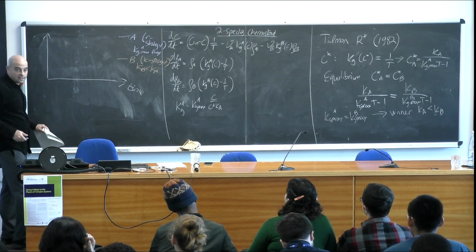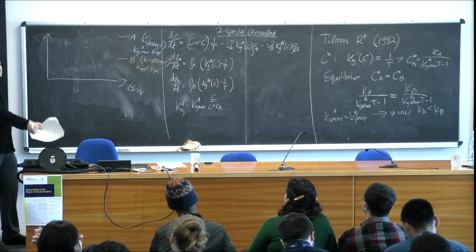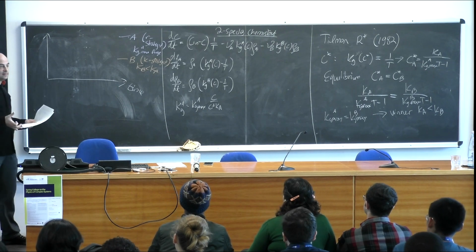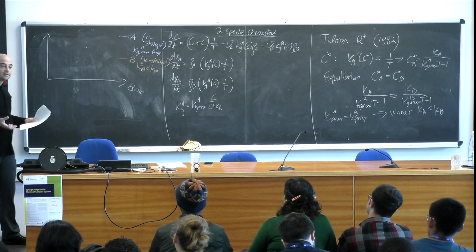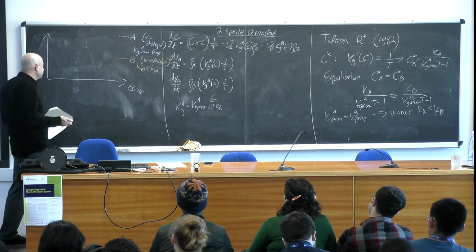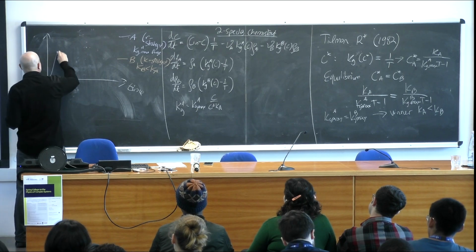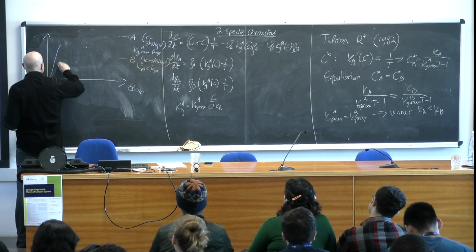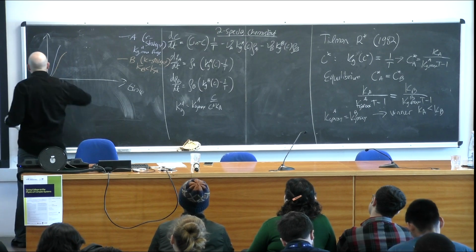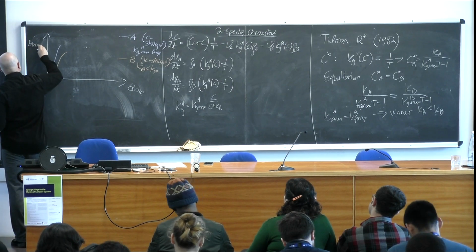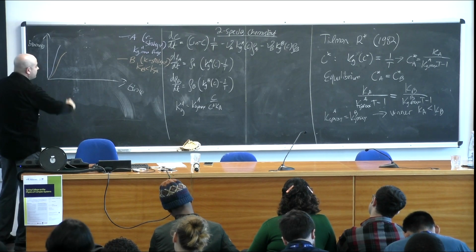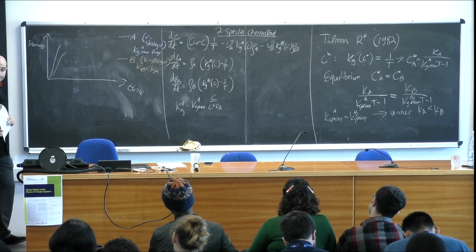Initially, I put a few bacteria inside, so there is a lot of nutrient per bacterium. They're not limited by the nutrient. So the R strategist goes faster than the K strategist. So this is biomass. Okay, the R strategist goes faster than the K strategist.